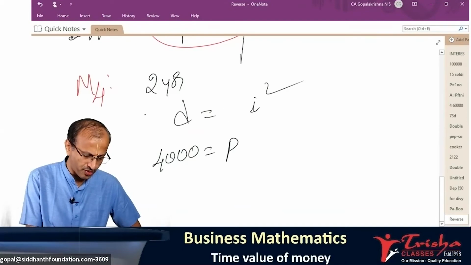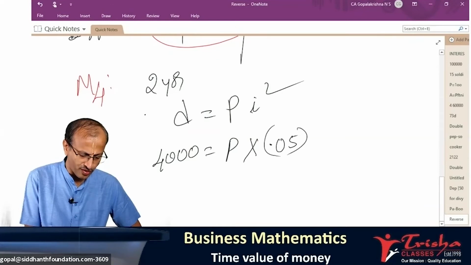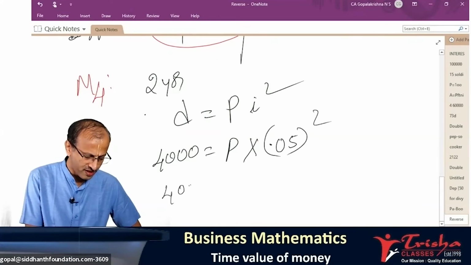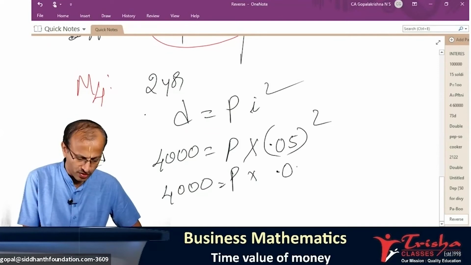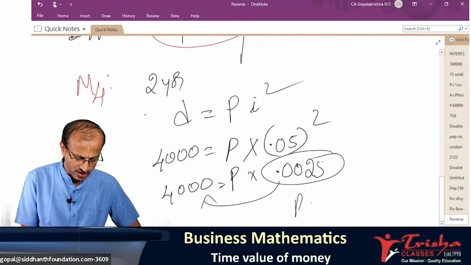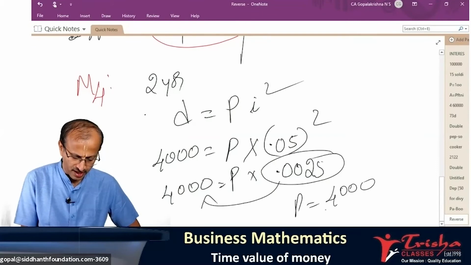P you don't know. You are working out P. i is what? 0.05 square. So 4,000 is equal to P into 0.05 square, which is 0.0025. Divide. P is equal to 4,000 divided by 0.0025.